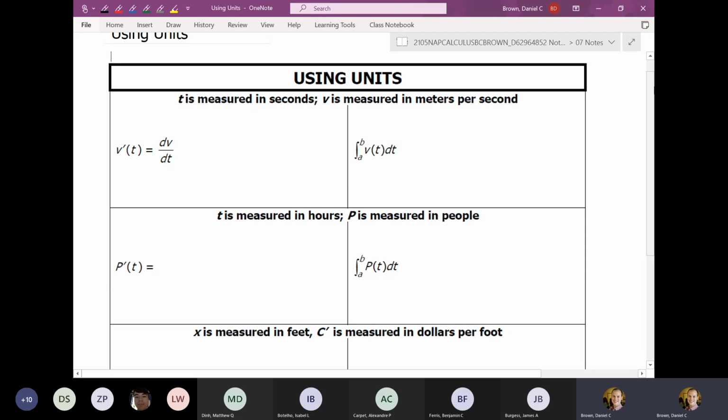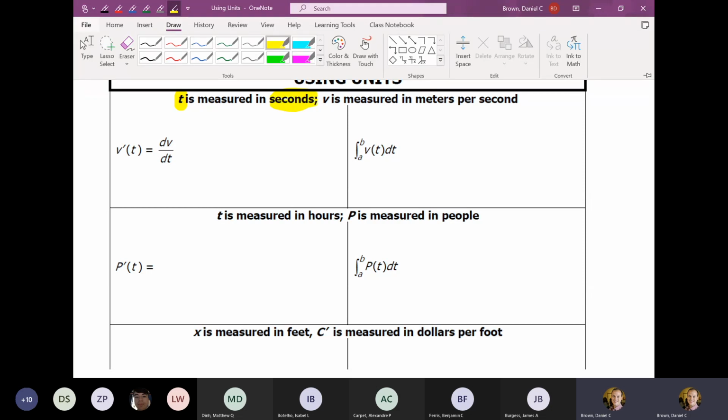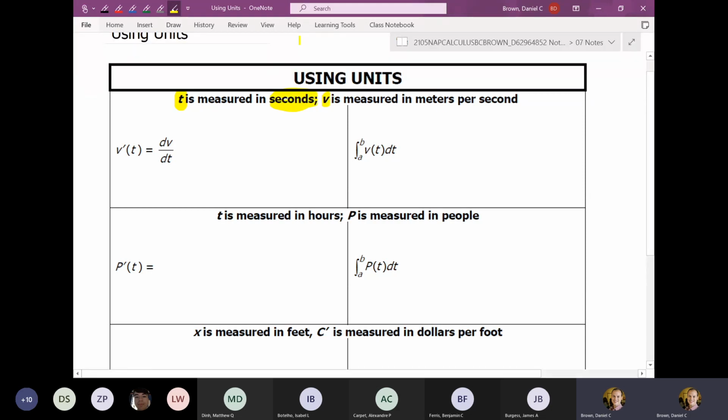So when we're using units, I took some questions and deleted the word problem stuff, and I just left the variables and the units, so we can talk about how we can use the calculus to determine the units that we need to use. For example, if I say that t is some variable measured in seconds, and v is measured in meters per second, a position-velocity-acceleration one, I think most of us are familiar with that.